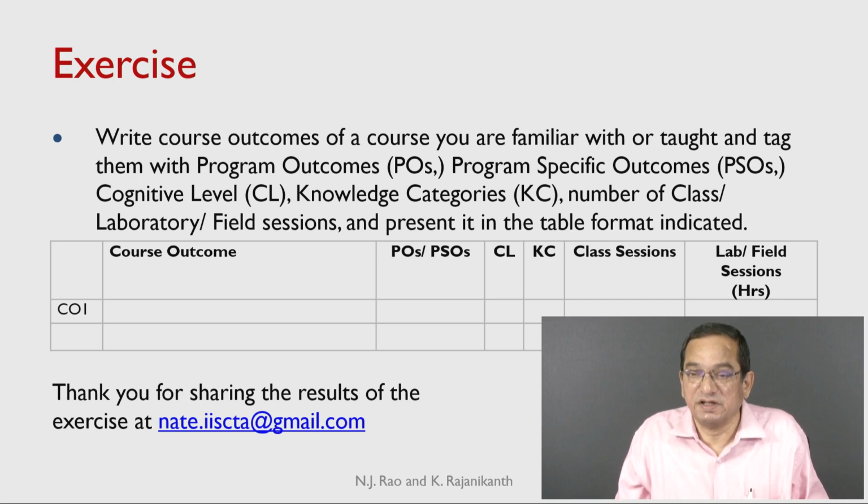Then knowledge categories: 4 general categories, factual, conceptual, procedural, metacognitive, then 4 engineering categories of knowledge. Then the class sessions, the number of classroom sessions devoted to that CO, laboratory sessions and field sessions devoted to that CO. So please present them in this tabular format, and we suggest that for a course that you are familiar with, write all the course outcomes, whether 5 or 6 or 7, whatever be the number, write the course outcomes for the entire course.